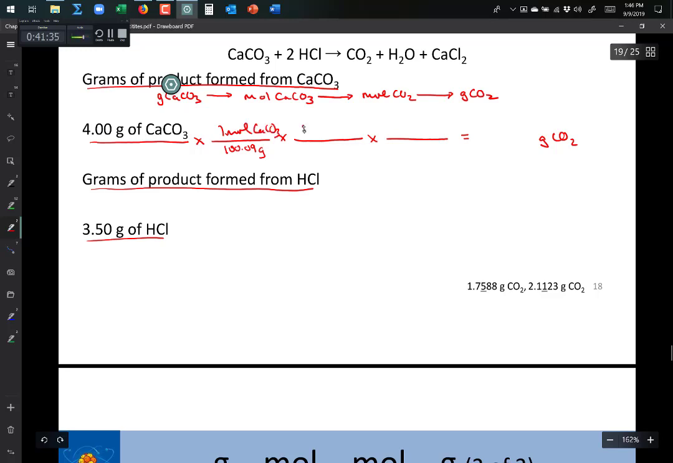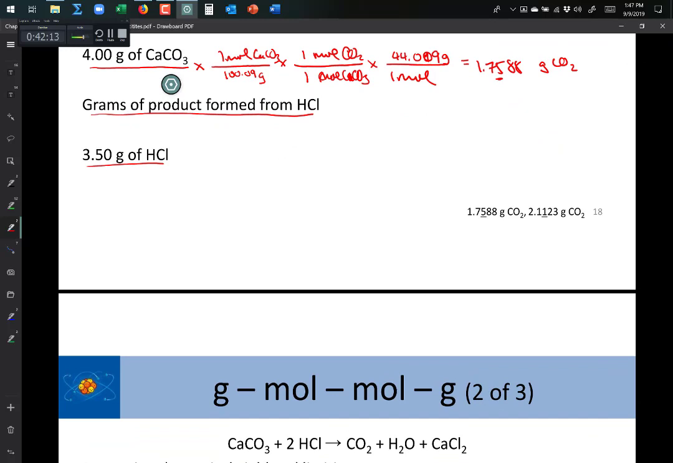And then my mole ratio is 1 and 1, right? It's 1 mole of CaCO3 for every 1 mole of CO2. And then it's 44.009 grams for every 1 mole. And that should give you, I think, the 1.75. Three sig figs, but we'll carry those digits and we'll round at the end.